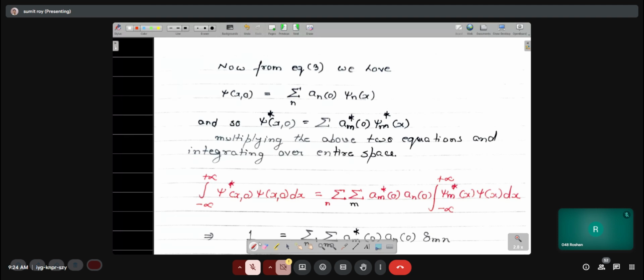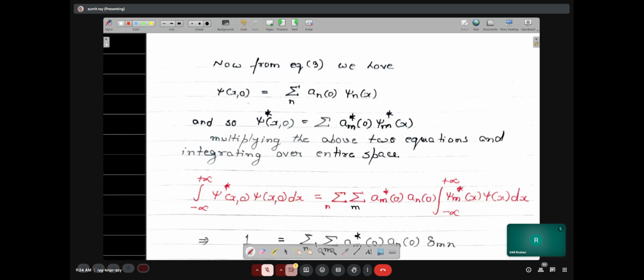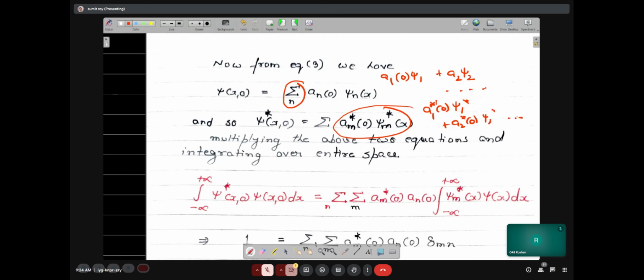Yes, sir. It doesn't matter what suffix you take. See, if you run the index, isn't it that it is a1(0) psi 1 plus a2(0) psi 2 and so on? And if you have taken the conjugate with the running index m, what will happen? If you expand this, it is a1 conjugate(0) psi 1 conjugate plus a2 conjugate(0) psi 2 conjugate and so on.